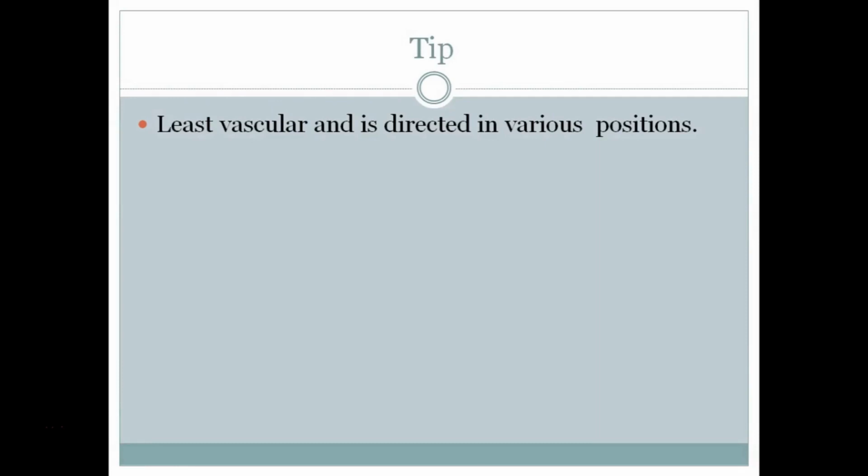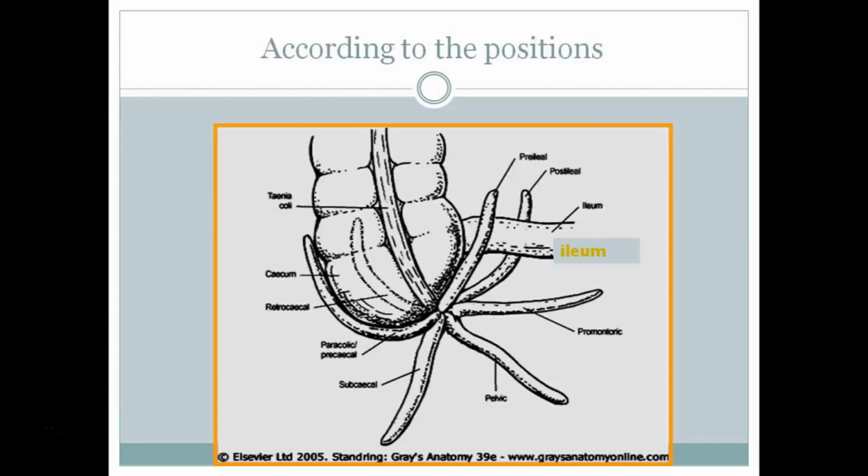It is directed in various positions. Because of its direction, we have various positions of the appendix, and the name of the appendix also will differ according to position. We have around 6 positions for this.